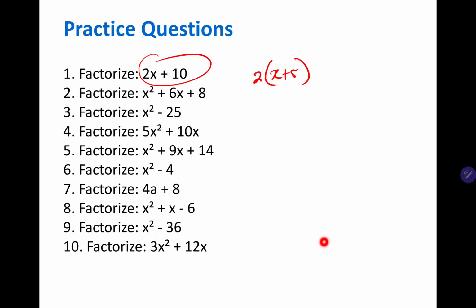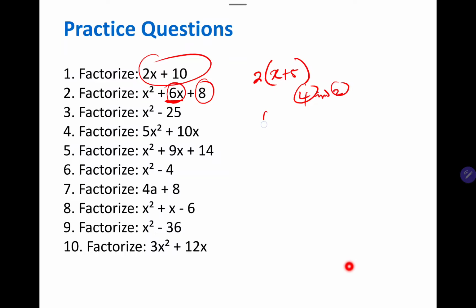Then number 2: factorize x squared plus 6x plus 8. I told you in this kind of equation, you look for two numbers that can add up to give you the coefficient of x, which is 6 here, and can multiply to give you the constant, which is 8 here. So the two numbers that can do this will be what? 4 and 2, because 4 plus 2 will give us 6 and 4 times 2 will give us 8.